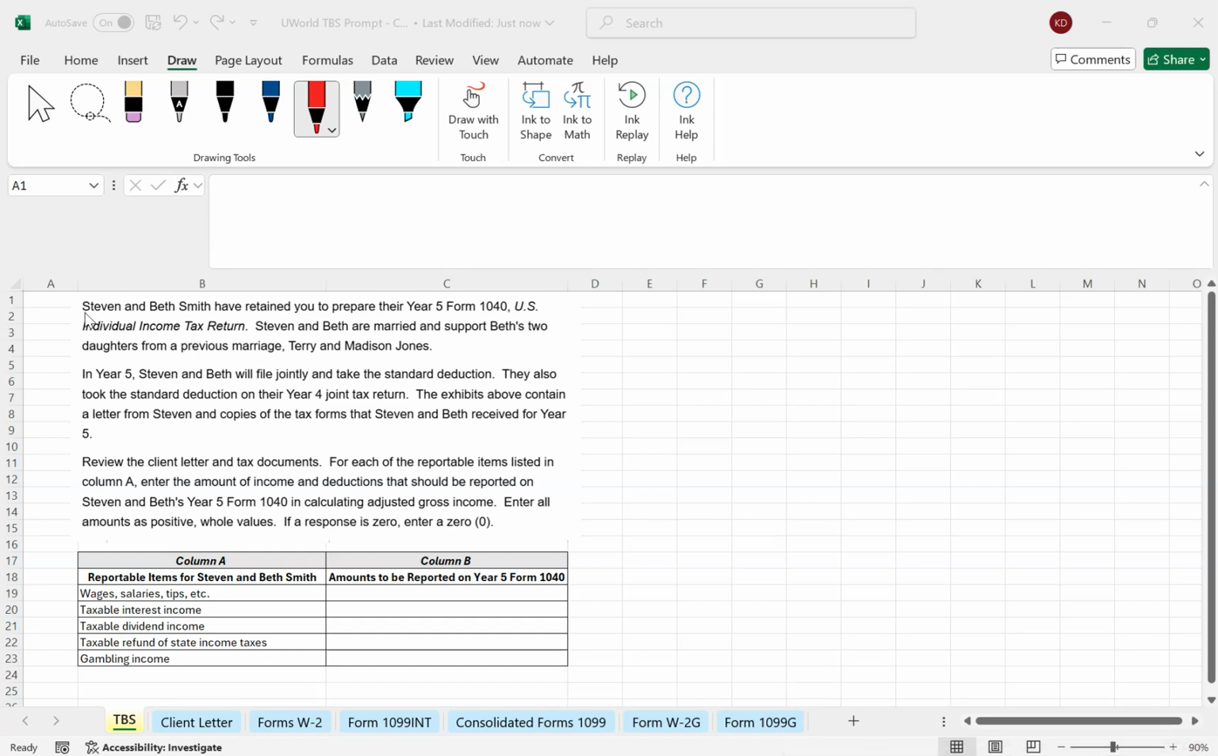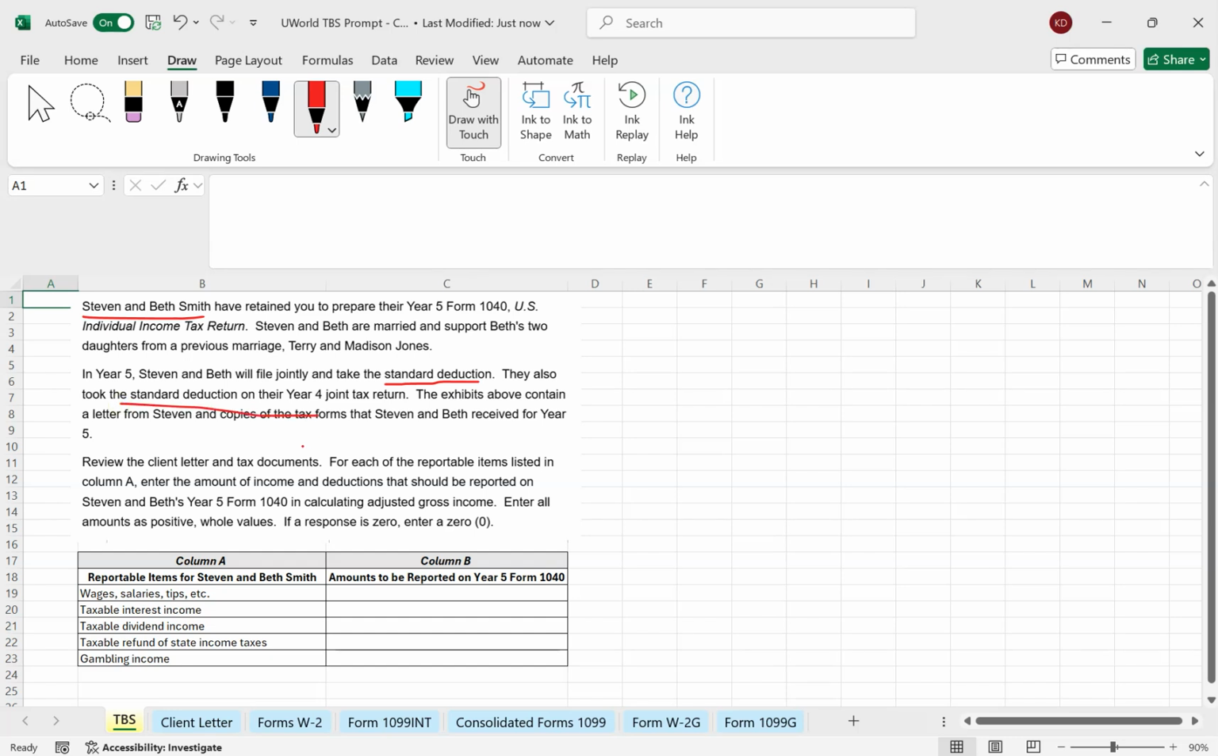Now, it says here that Stephen and Beth Smith, husband and wife, have asked you to prepare their year 5 1040. That's great. They're married. It looks like they have 2 children that they're supporting, Terry and Madison. In year 5, they will take the standard deduction. They also took the standard deduction in year 4.